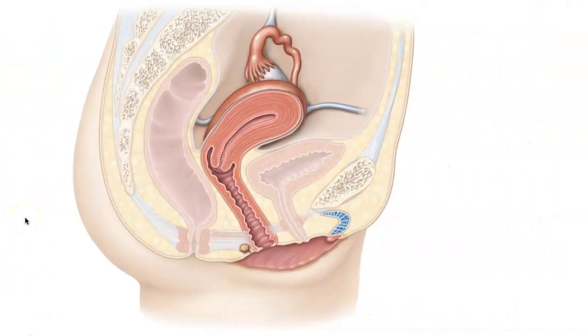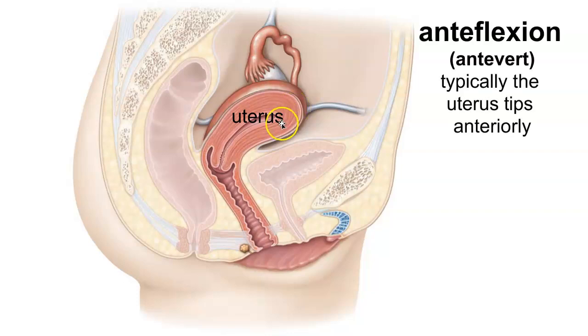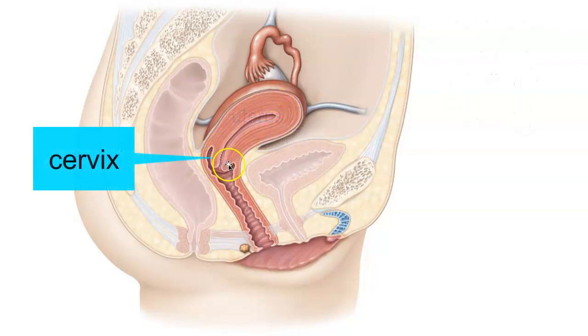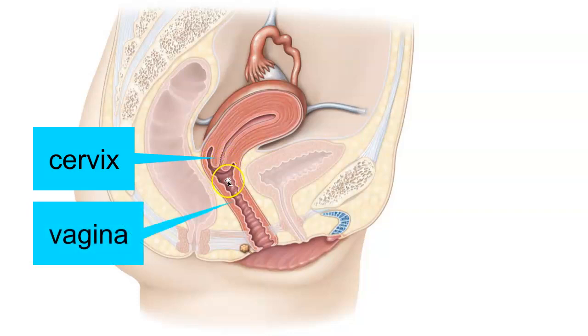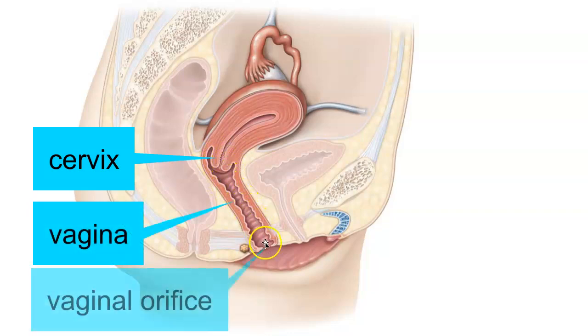Taking a look at this mid-sagittal section, here's the uterus. Notice how the uterus is tilting forward anteriorly. That's known as anteflexion, and that's a very typical orientation for the uterus. We can see the cervix projecting into the vagina. Here's the vagina, and here's the vaginal opening.